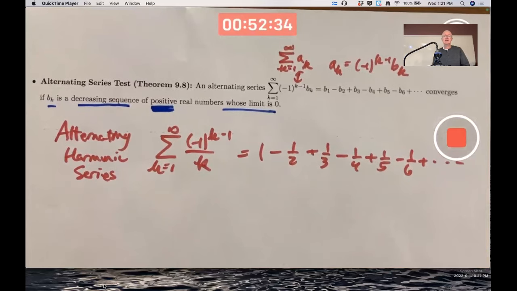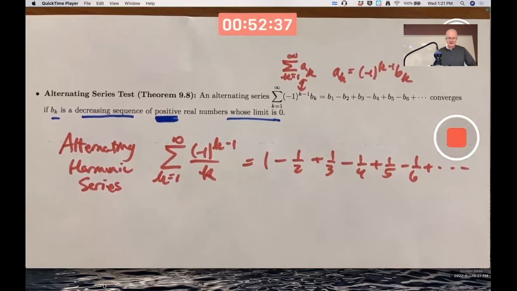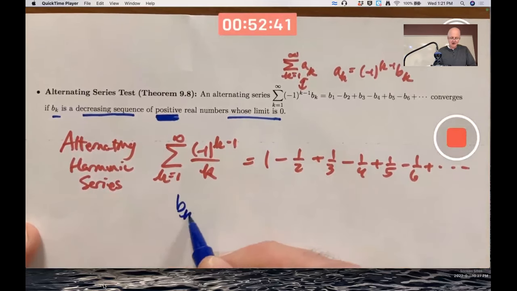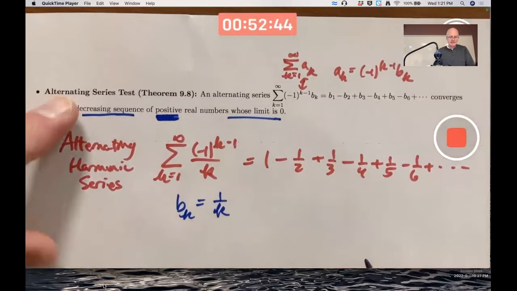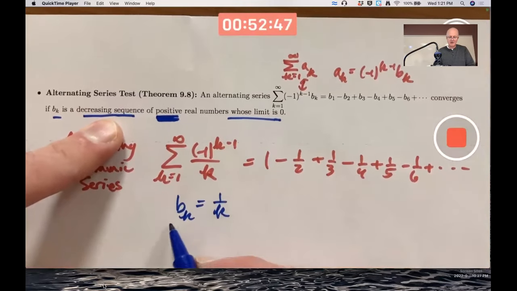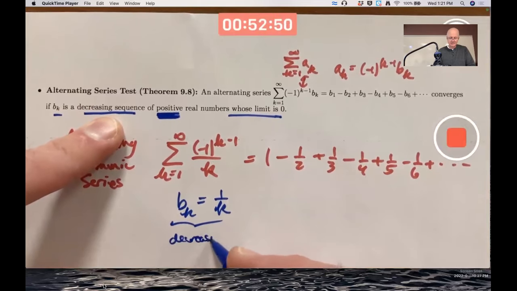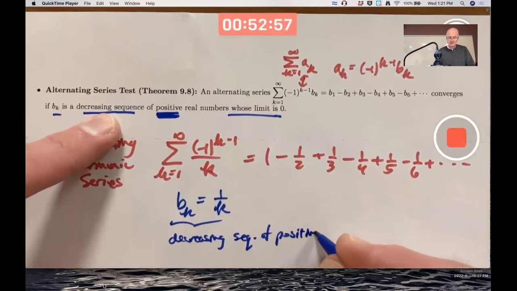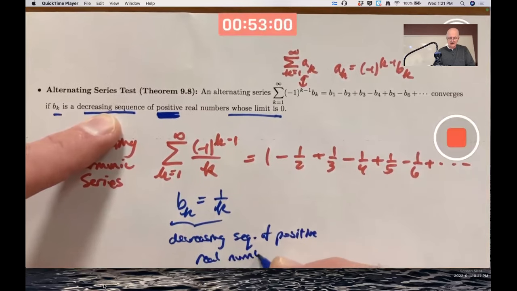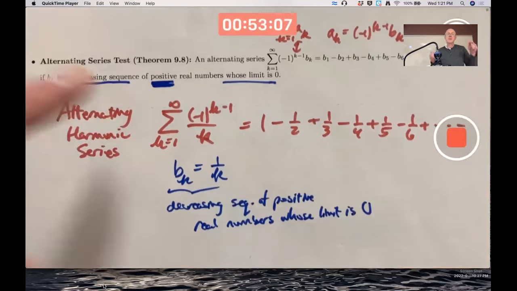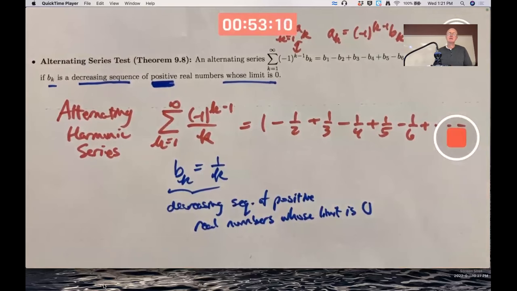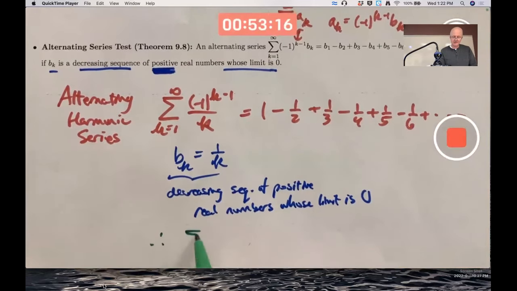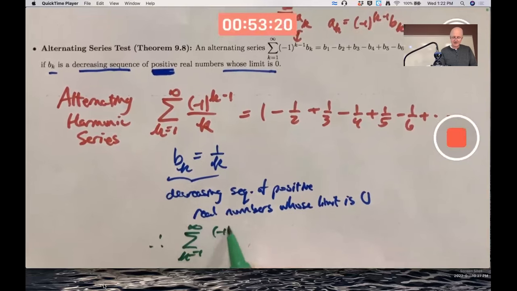According to this test, the alternating series test, the BKs are 1 over k. They form a decreasing sequence, not series, sequence of positive real numbers whose limit is 0. Therefore, by the alternating series test, if we believe it, the alternating harmonic series converges.